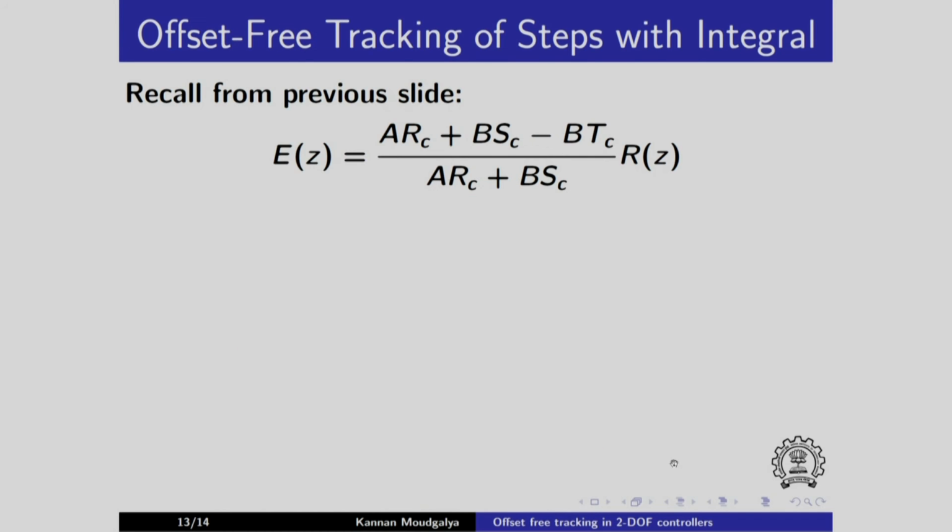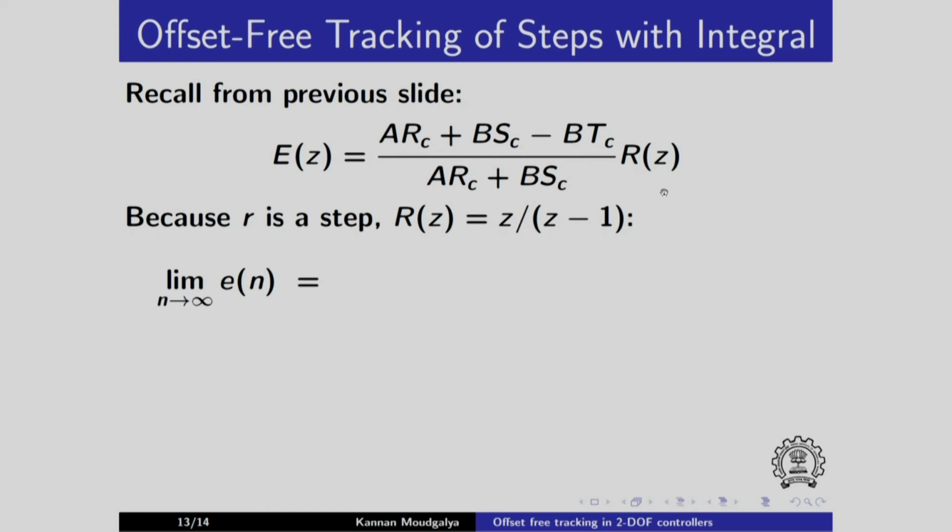What I mean by that is this: we are working completely in Z transform domain, this is what I meant, and because R is a step I can take Z transform and I get R of Z as Z over Z minus 1. Let us substitute here and using that evaluate limit n going to infinity of E of n, which is the steady state value.